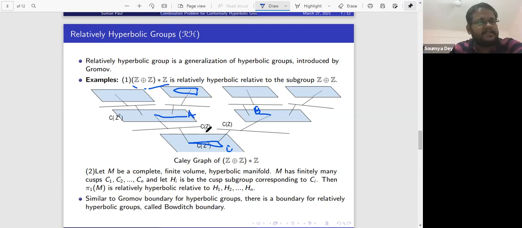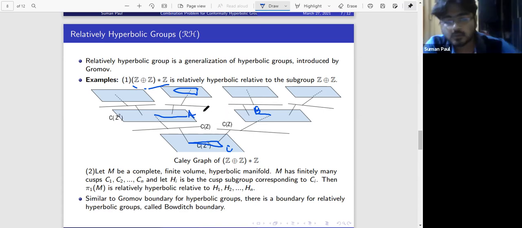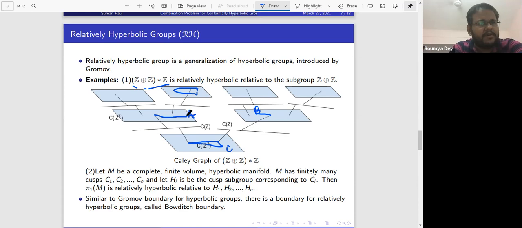Shuman, I don't understand the triangle here. What is the triangle? Okay, so we take 3 points A, B, C. Which are the 3 points? Can you mark them with some other color?